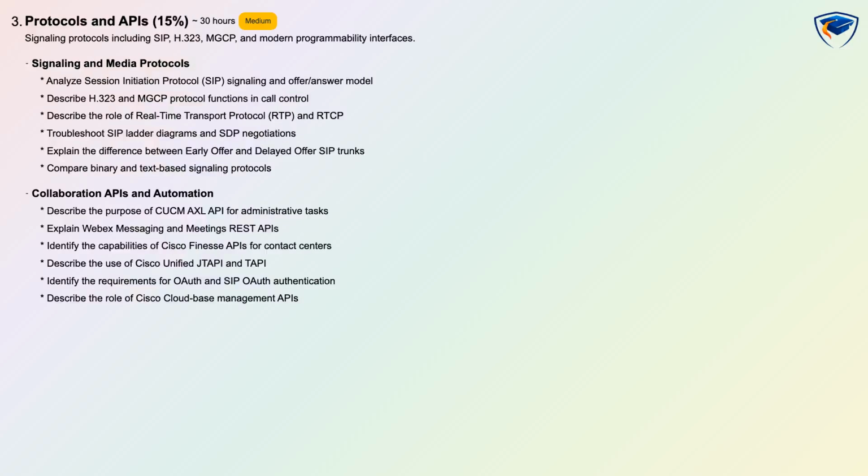The domain teaches troubleshooting of SIP ladder diagrams and SDP negotiation and explains early offer versus delayed offer SIP trunks. It also covers programmability with CUCM AXL APIs, WebEx REST APIs, Cisco Finesse, JTAPI and TAPI, and authentication requirements such as OAuth and SIP OAuth.